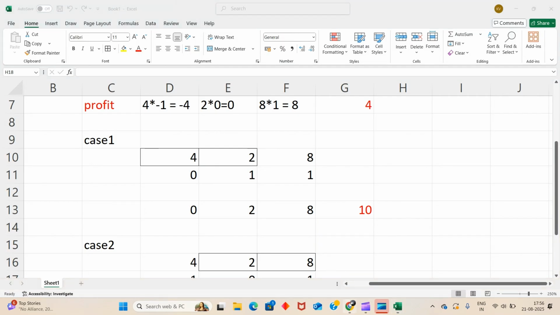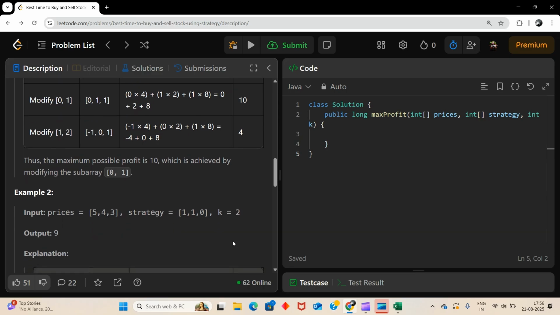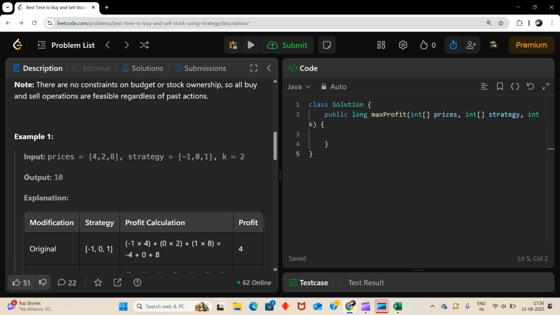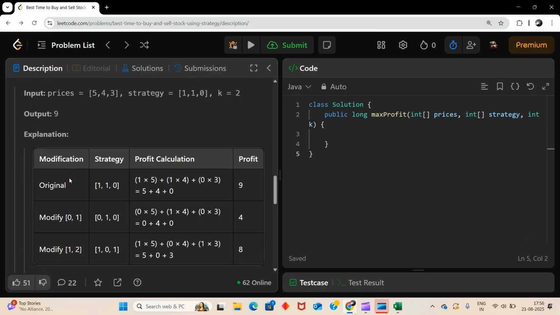If we see the example, let's see. Here it is showing 4, 10 and 4. The answer is 10, and we have to return the answer as 10. Now let's see another example for a better, clearer understanding.